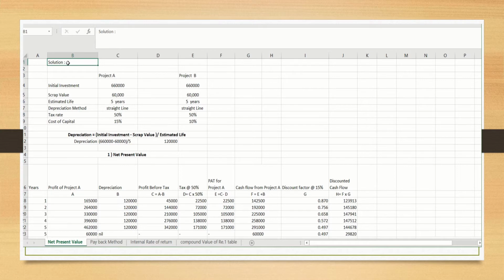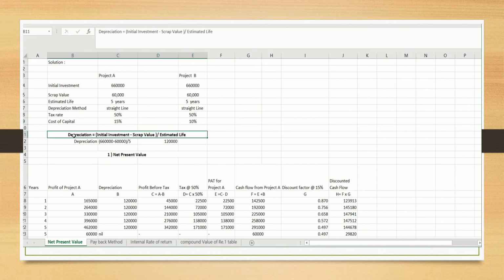Now let us look at the solution of the example. The details of both projects A and B are given. The initial investment is the same, 6,60,000. Scrap value is the same, 60,000. Estimated life is the same, 5 years. Method of depreciation is the same, the straight line method. Tax rate is the same, 50%. Only the cost of capital differs, which will affect the discounting factor. In Project A, the cost of capital is 15%, while in Project B, it is 10%.